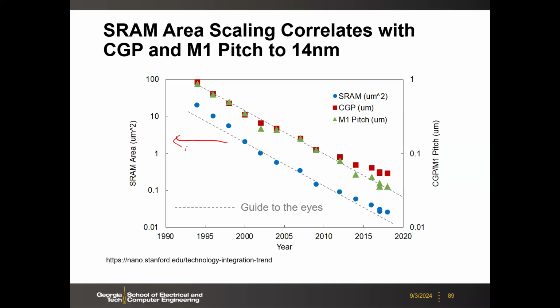And then, as we discussed earlier, what really matters is the CPP or CGP scaling and also M1 pitch scaling. The product of those two will eventually determine the SRAM cell area. But of course, you see a little bit of flattening of the CGP in the recent nodes. So that's why you are seeing some deflection here.